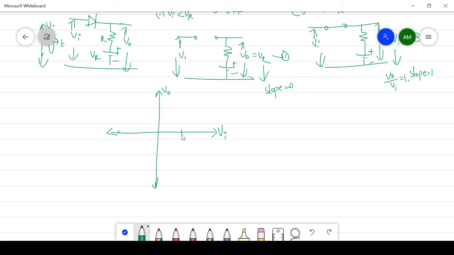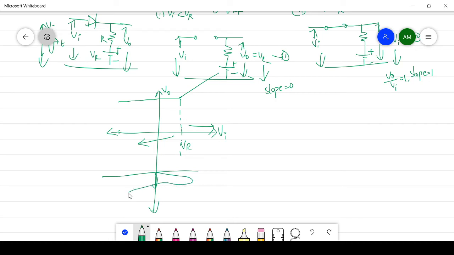Here we are applying a positive reference voltage. The first condition is less than the reference voltage. In this region the slope is 0, and above the reference voltage we get a slope of 1. So here the slope is 1.